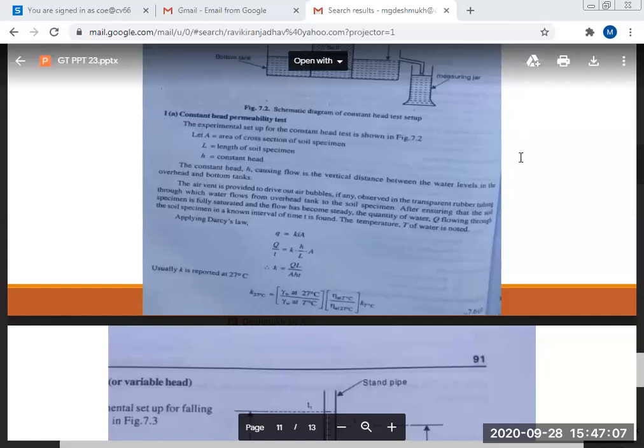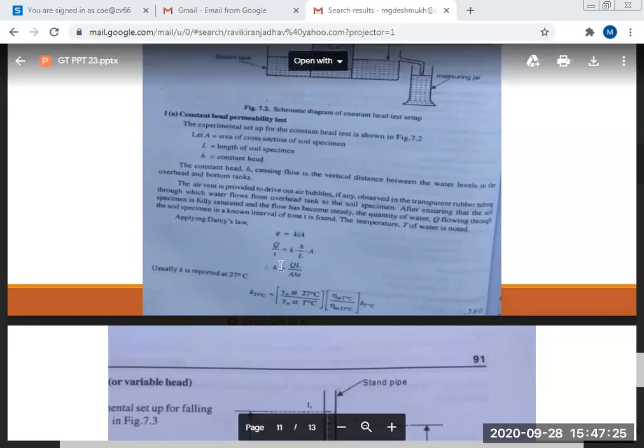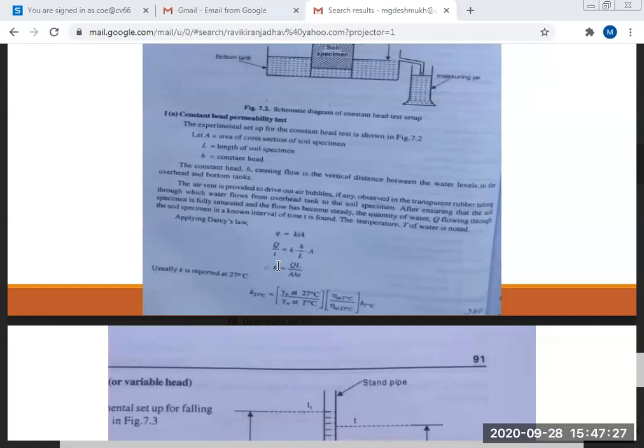Okay, so sorry, what we did is we have to apply Darcy's law here. What Darcy's law says: V is equal to Ki, and small q is equal to K into I into A. Q is discharge here, so small q is Q by T, where capital Q is whatever water you are collecting, divided by T, whatever time you keep on the stopwatch. So this is small q is Q by T, and this is equal to K.